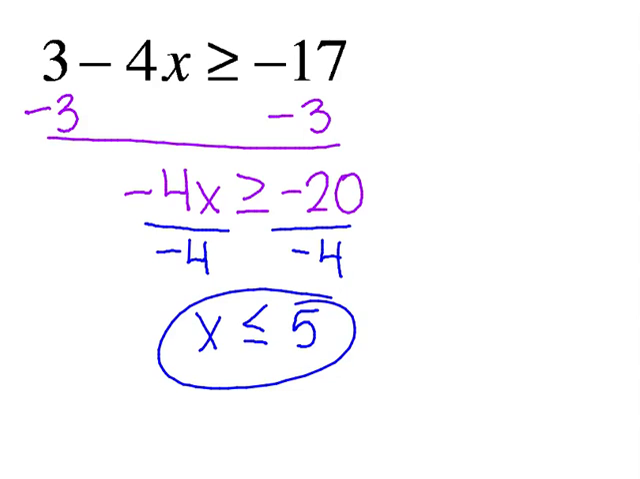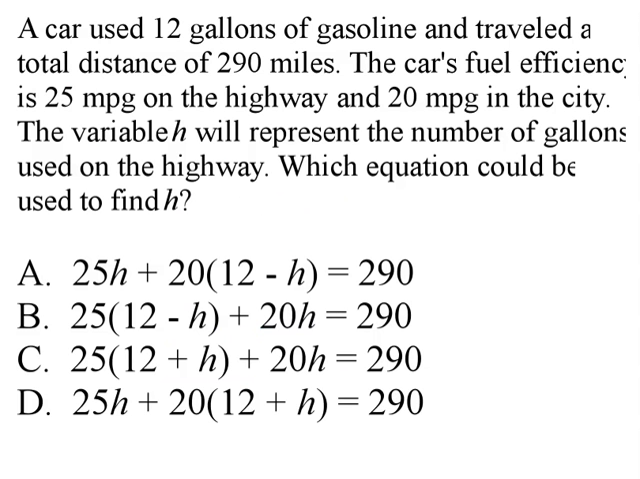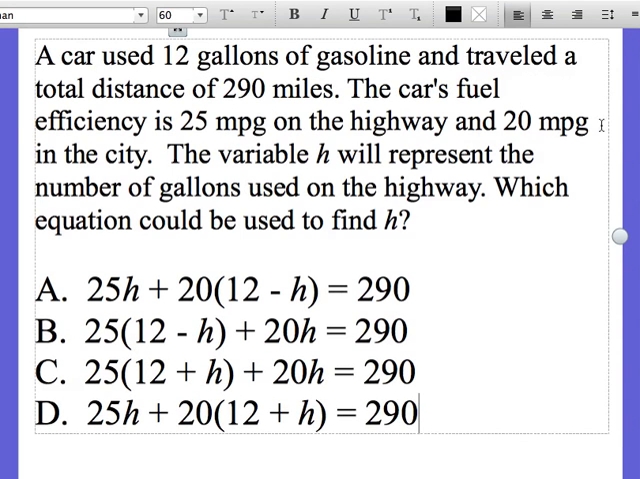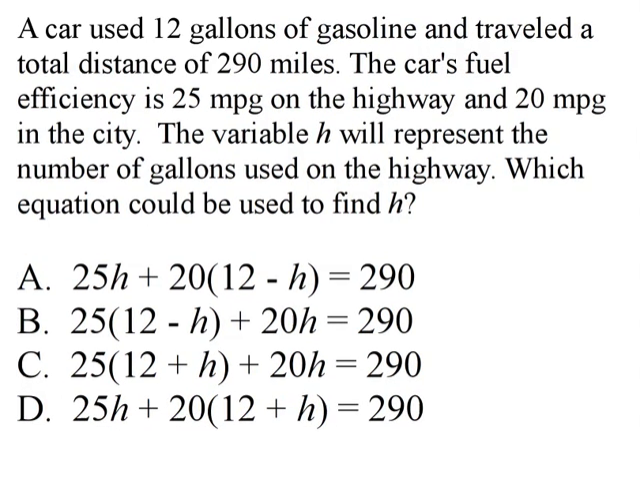Alrighty, questions? Okay, last thing we're going to talk about. Once again, it's multiple choice, so it's nice. A car used 12 gallons of gasoline and traveled a total distance of 290 miles. The car's fuel efficiency is 25 miles per gallon on the highway and 20 miles per gallon in the city. The variable H will represent the number of gallons used on the highway. Okay, so H goes with number of gallons used on the highway.